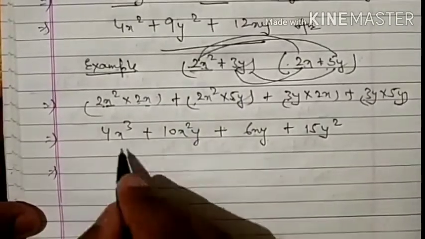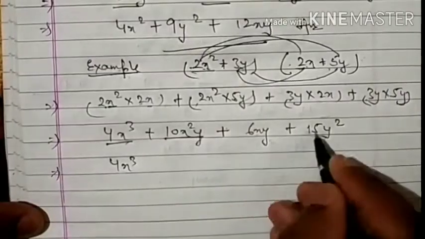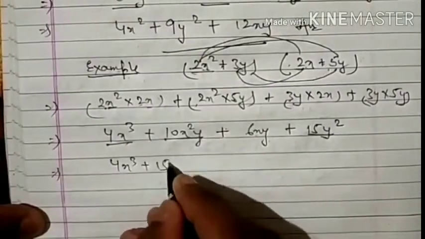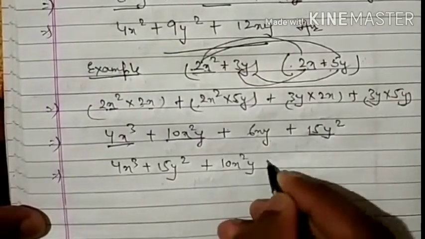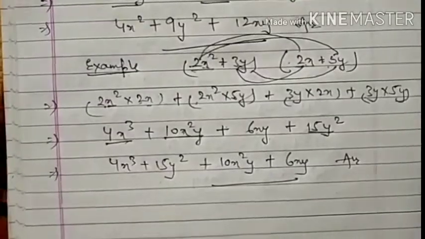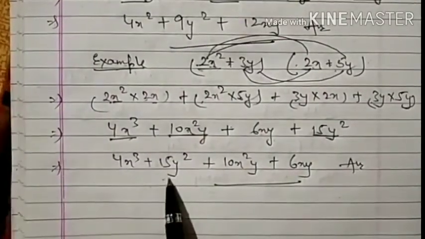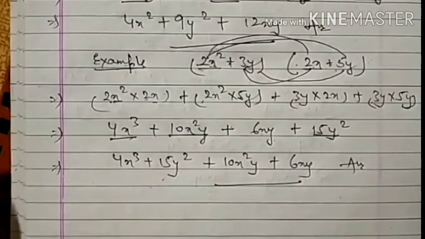So what do we get? 4x cube plus 15y square plus 10x square y plus 6xy. This is our answer. Since none of the terms are like terms, we cannot add or subtract any of the terms. We will write it as usual. I hope it is clear to everyone.